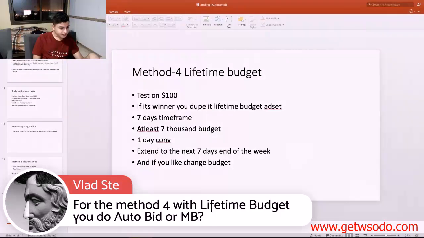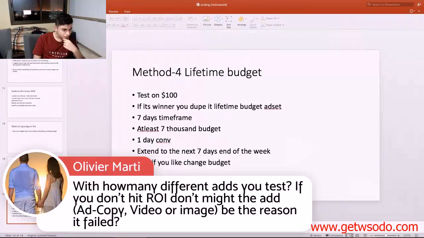With how many different ads do you test? If you don't hit ROI, and you don't like the ad copy, video, or image, it failed. Well, from the whole beginning, why don't you just choose a good ad copy, a good video, and test accurately? That's the point of testing accurately. You don't want to test and spend a lot of money and waste a lot of time. That's a huge mistake, and I think you're in this process of having this mistake. You're testing a lot, maybe doing anything and not working accurately, or you're working accurately, but you don't know whether it's correct or not.